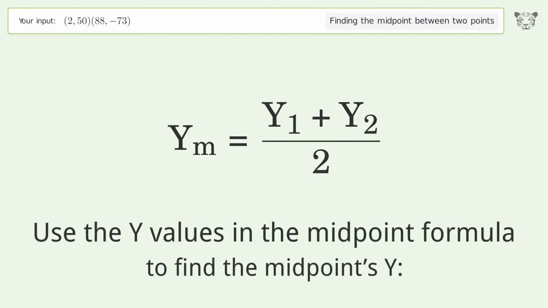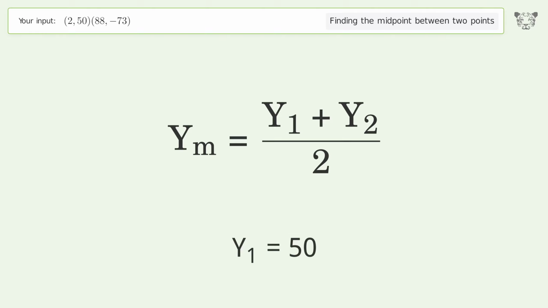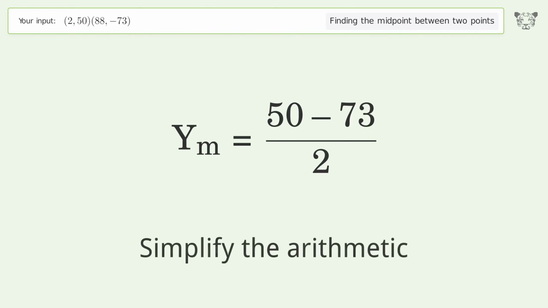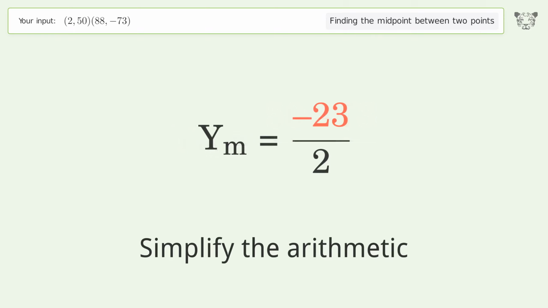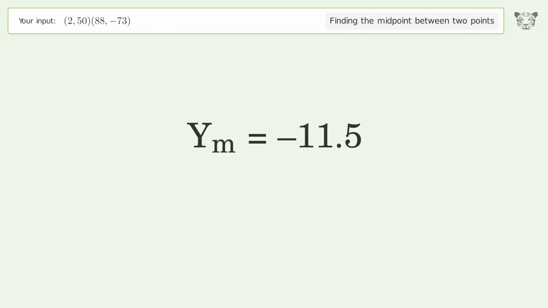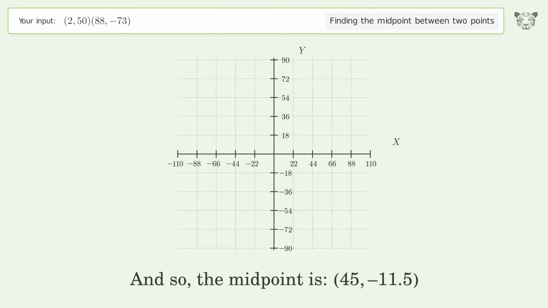Use the y values in the midpoint formula to find the midpoint's y. y1 equals 50. y2 equals negative 73. Simplify the arithmetic. And so, the midpoint is 45, negative 11.5.